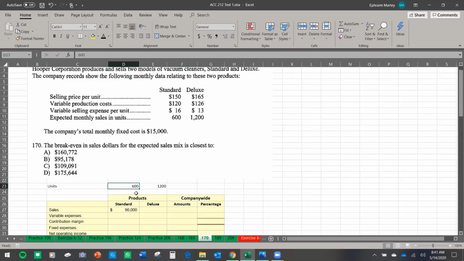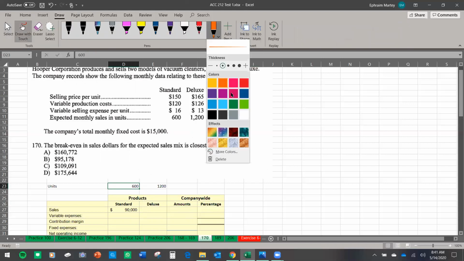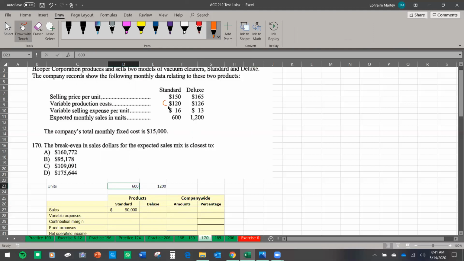We can have our unit here, 600 units. What is our variable cost? We have two variable costs here. If you notice, we have this 120 and this 16. Those are the two variable costs, and together they are $136. So our variable cost for standard will be 136 multiplied by 600 units. We just take this minus that, which gives us 8,400.